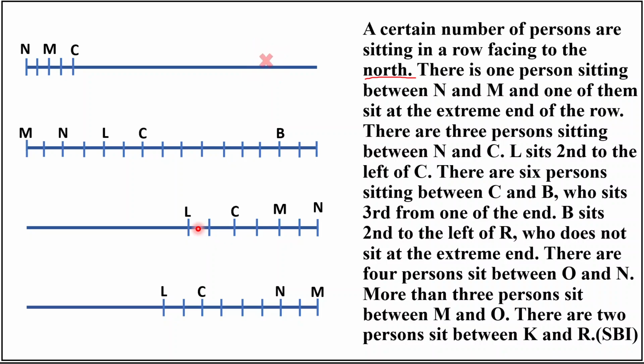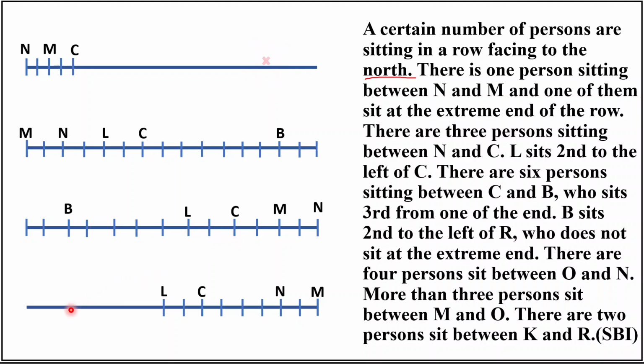And now coming to case number 3, B cannot occupy the third position from the right because M has occupied that position. So we'll place B from the left hand, third from the left hand. So we have placed B and there are 6 people between B and C.